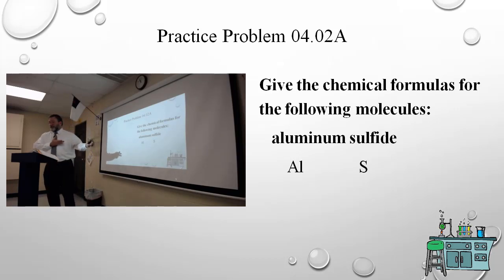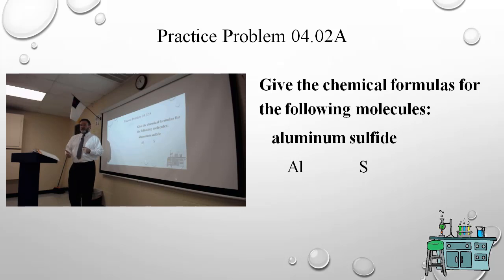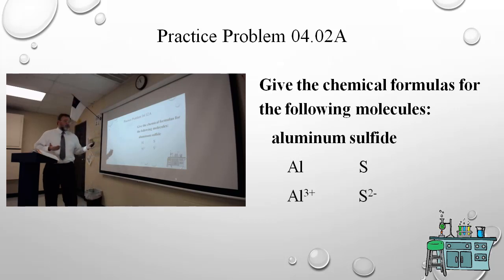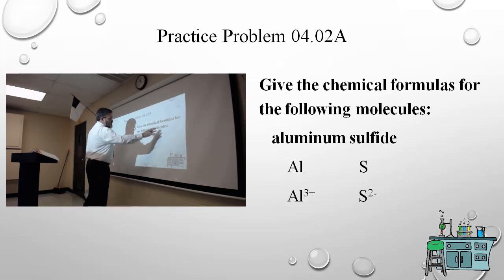Sulfur, however, is what column? Column 6. It wants 8. It's going to go from 6 to 8. It's going to gain 2 to get 8 as the nonmetal. When it gains 2 electrons, it's going to have a charge of 2 negative. Okay, so those are the charges of the ions that are formed. Aluminum wants to go to 3 positive, and sulfur wants to go to 2 negative. And when it's 2 negative, now it's a sulfide ion.